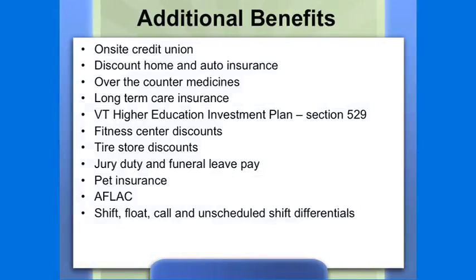Some additional benefits that are available through CVMC are we do have an on-site credit union. We offer discount home and auto insurance through payroll deduction. We offer over-the-counter medications through a vending machine system, long-term care insurance, Vermont Higher Education Investment Plan, some fitness center discounts, tire store discounts, jury duty and funeral leave pay. We offer pet insurance, AFLAC, and of course the shift float call and unscheduled shift differentials.